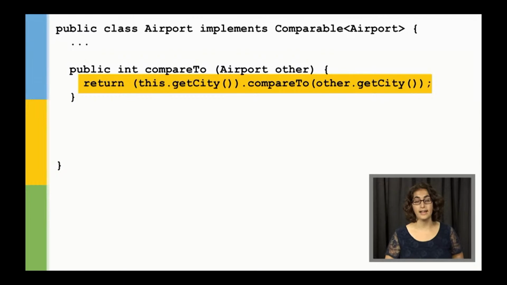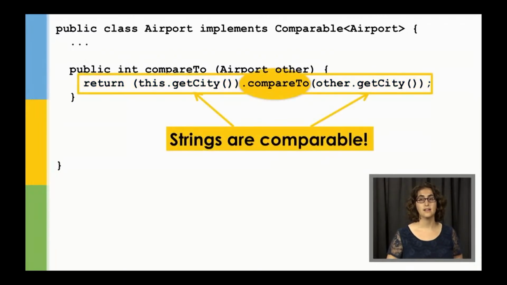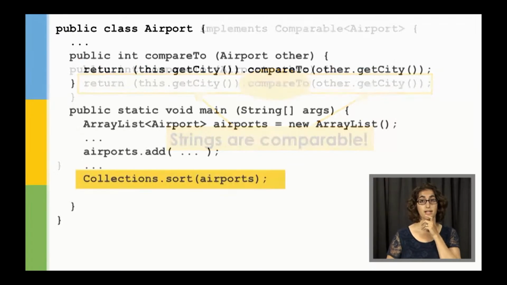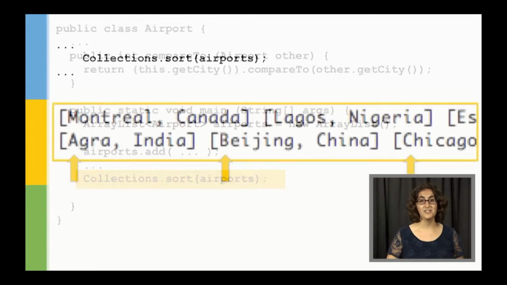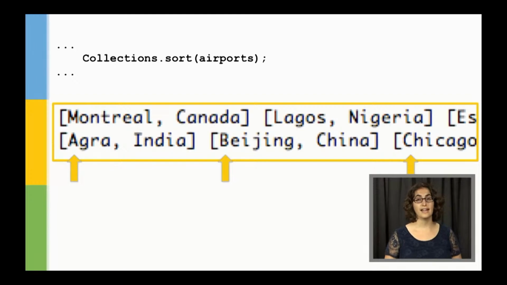Okay, so let's try it out. Once we've implemented this compareTo method, what happens when we try to sort a list of airport objects? We go back to the main method of our Airports class, and we call Collections.sort on the list of airports. And now, beautifully, we get as our output the list of airports in sorted order based on the city name. So Agra in India comes first, and then Beijing in China, etc.